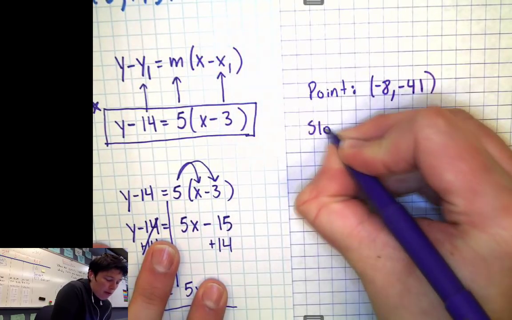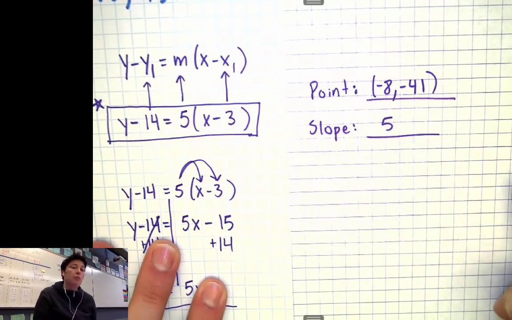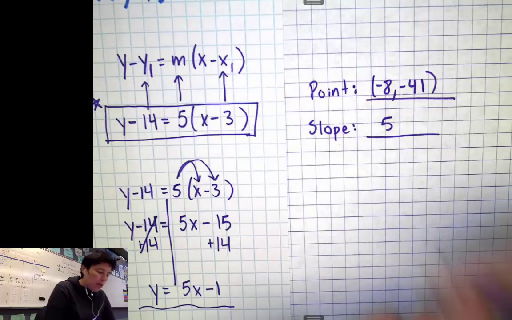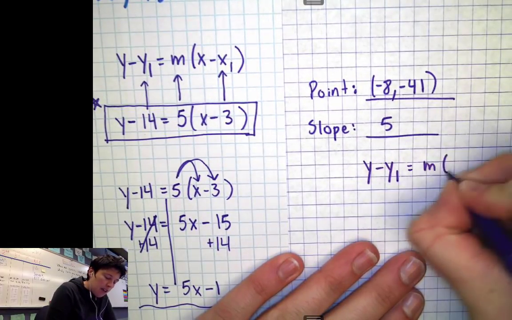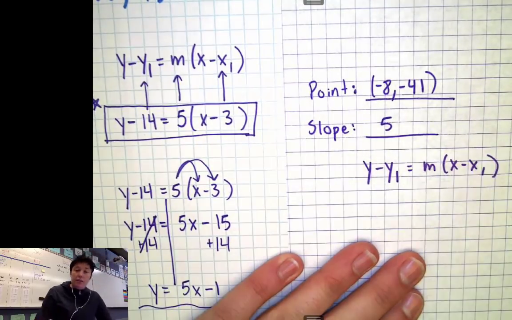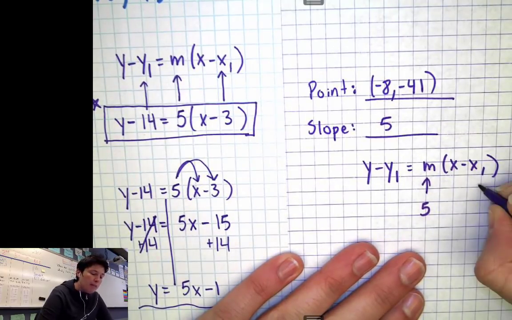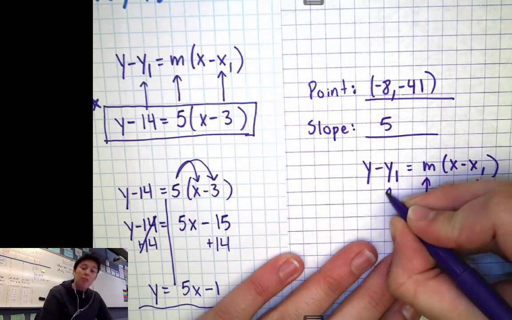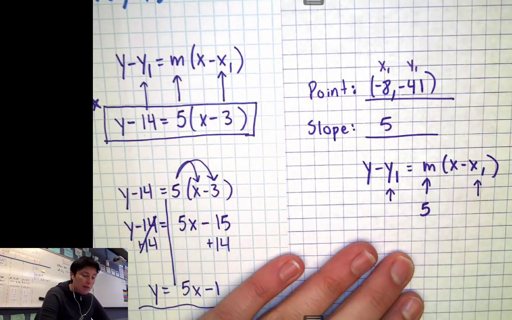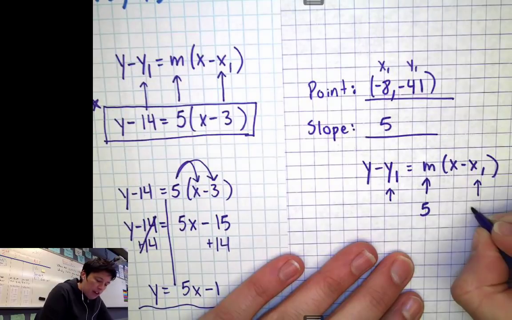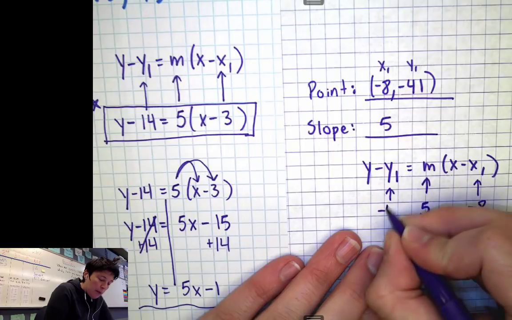Same problem, but this time I'm going to use the point that is located at -8 and -41, but obviously still the same slope. The slope is still going to be 5. And I'm going to write a new point-slope equation with a different point. So my y minus y1 equals m times x minus x1 is going to look different. My slope is still 5, my m is still 5, that's for sure. But my point has changed. I need to change my coordinate point. Here's my x1, y1. So I'm going to put -8 right here for my x1, and I'm going to put -41 right here for my y1.